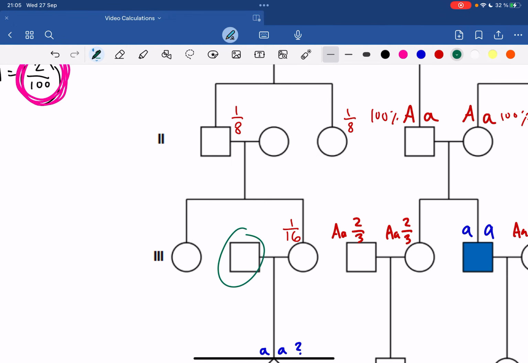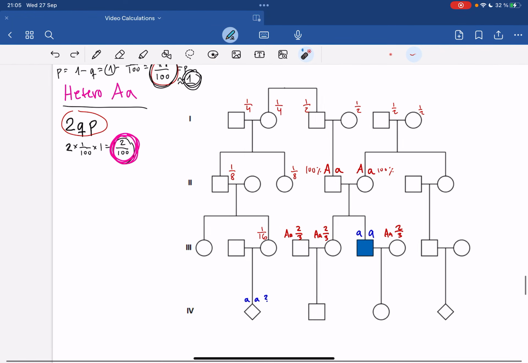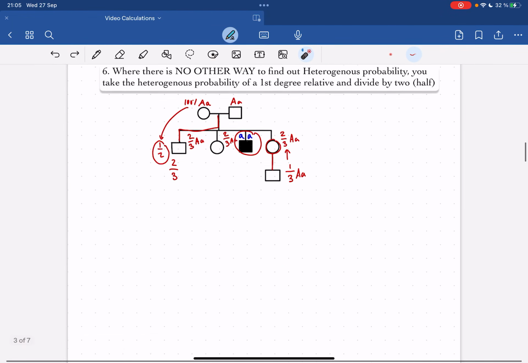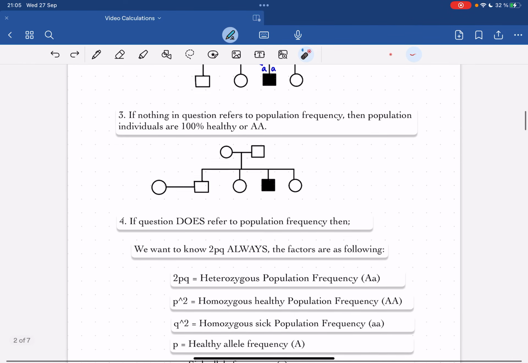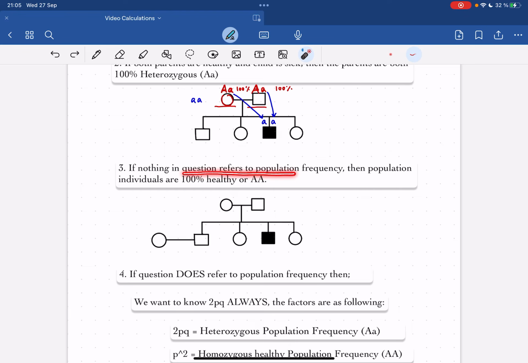What about this person? What about him? Well, we don't see a pedigree tree. We don't see anybody else related to this person. So what do we do with this person right here? Let's look at the rules. Number 1. If nothing in the question refers to population frequency, the population individuals are 100% healthy. So these people that don't have pedigrees, that's a population individual, would be 100% healthy, if nothing in the question refers to population frequency.